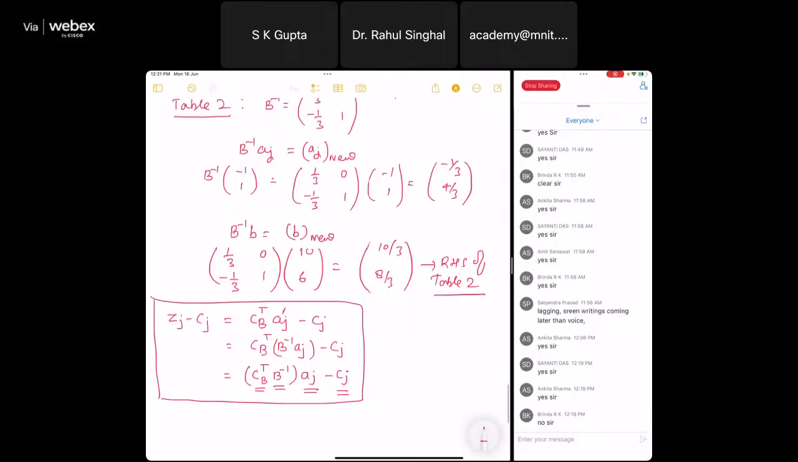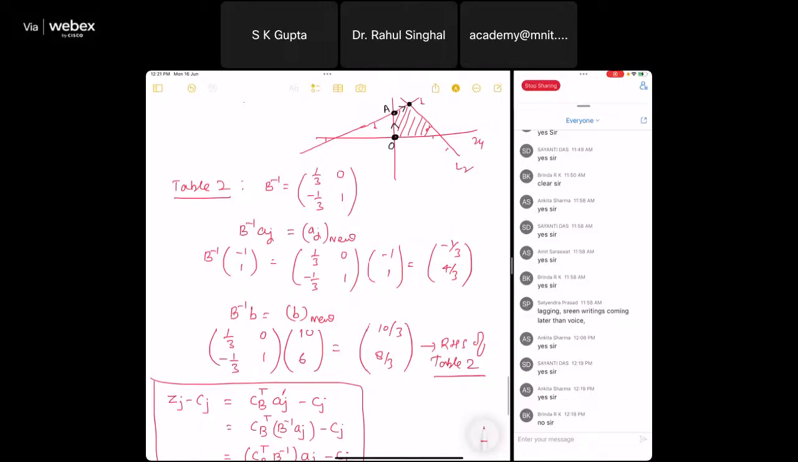So what have we concluded? We have concluded that if we have the information of B inverse, then using this B inverse we can easily find out the other entries of the table. We can even find out Zj minus Cj if we have the information of the problem and B inverse of that table. So using this information, we can carry out simplex iterations, and using relative profit and the concept of minimum ratio, we can see which variable will leave or enter in the simplex method.